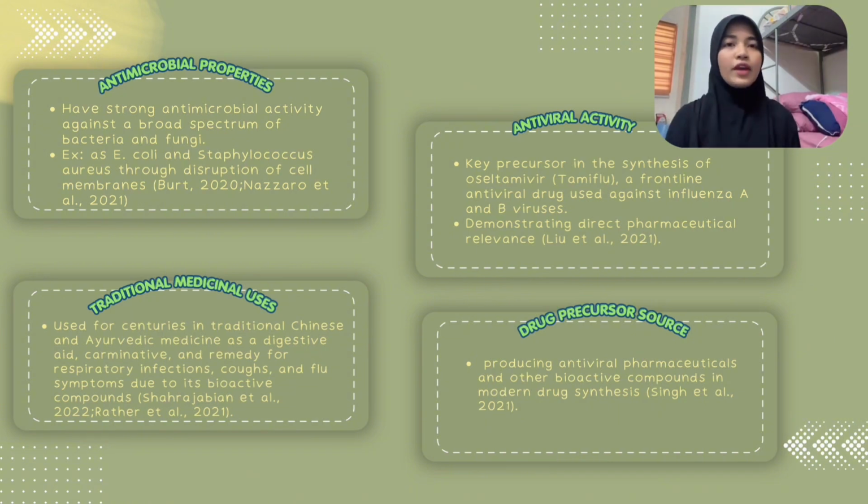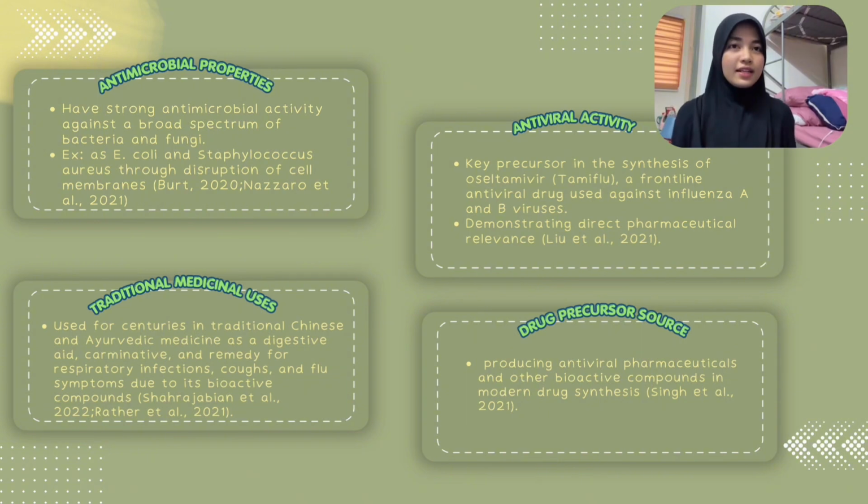The next use is for antiviral activities. Shikimic acid from the star anise is a key precursor in the synthesis of oseltamivir or Tamiflu, a frontline antiviral drug used against influenza A and B viruses, demonstrating a direct pharmaceutical relevance. Other than that, star anise is also used for traditional medicine. This has been used for centuries in traditional Chinese and Ayurvedic medicine as a digestive aid, carminative, and remedy for respiratory infections, cough, and flu symptoms due to its bioactive compounds.